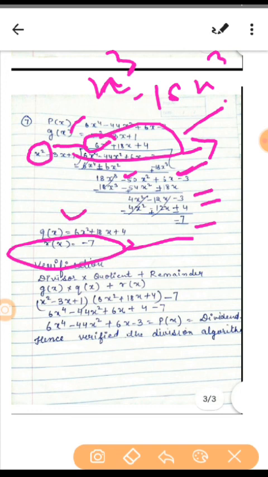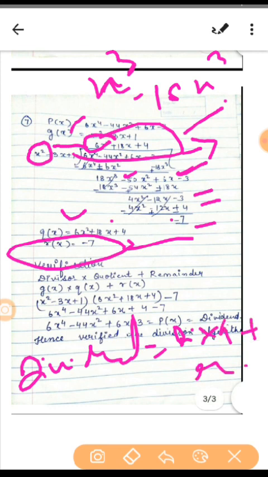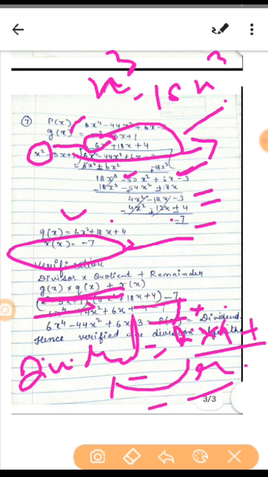Then we will verify by the division algorithm, and the division algorithm is: dividend equals divisor multiplied by quotient plus remainder. Then dividend we know, we will write our divisor, that is x square minus 3x plus 1, multiplied by the quotient, that is 6x square plus 18x plus 4, and our remainder is minus 7. First of all we will multiply and then we will add. So we got our dividend, hence we have verified.